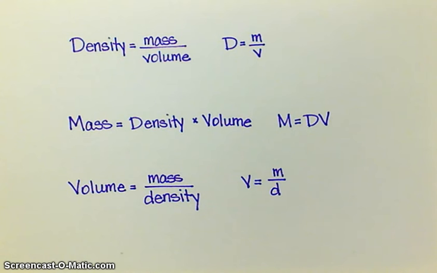So we've got the formulas for density, for mass, and for volume. Density is mass divided by volume, or if I just use abbreviations, D equals M divided by V. Mass is density times volume, or M equals D times V, and volume equals mass divided by density, or V equals M over D. I think that is one of the first things that you need to do for your density practice problems on the front sheet of the worksheet.